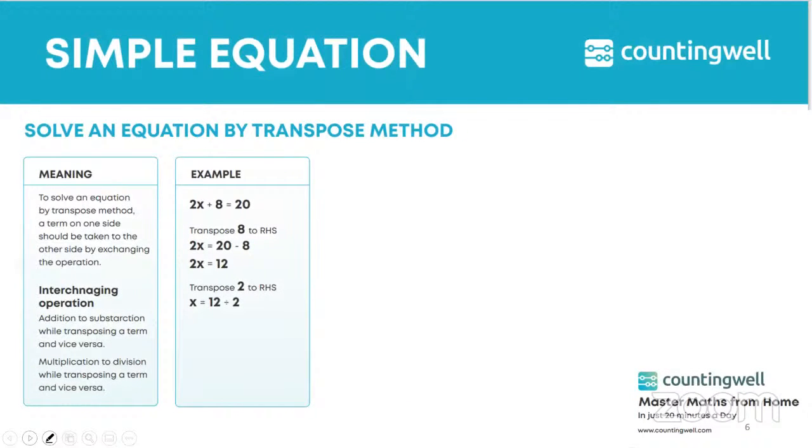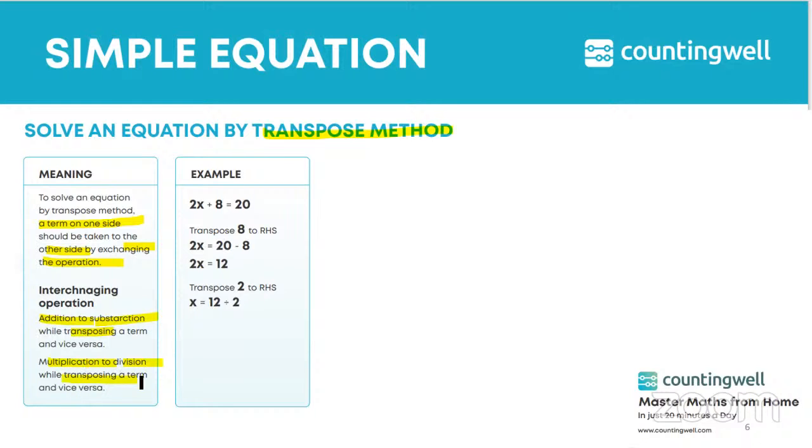Next, solving an equation by transpose method. This is one more method to solve the equation. In this method, we take a term on one side to the other side by exchanging the operation. Exchanging the operation means addition will be interchanged to subtraction while transposing, whereas multiplication will be changed to division. And if it is subtraction, then it should be interchanged to addition. Vice versa, division has to be changed to multiplication while we are transposing a term.